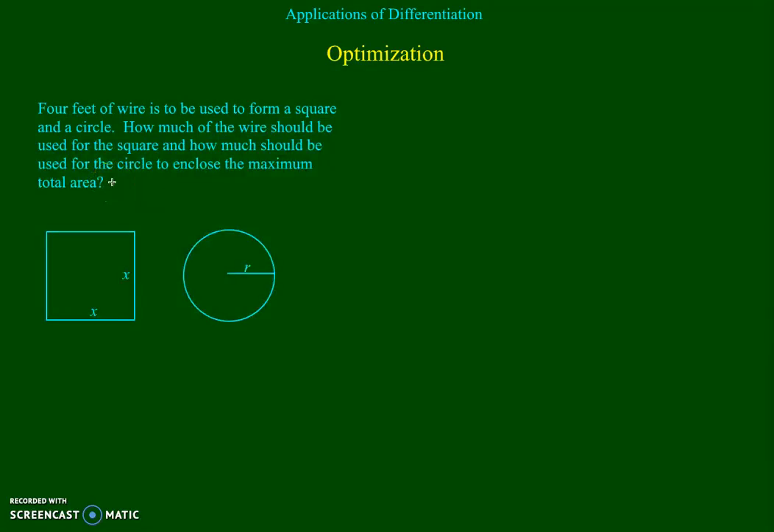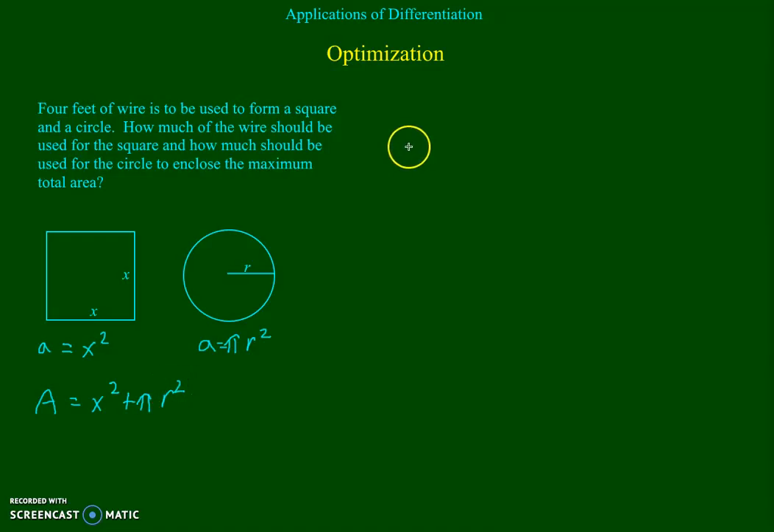So here we have a square and a circle, and the area of this square is x squared, and the area of the circle is pi r squared. So at this point, we're going to have a total area. So our total area is x squared plus pi r squared.